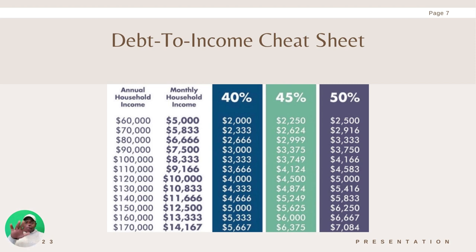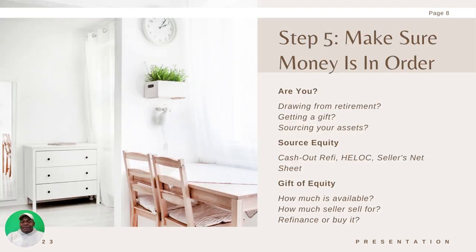That's your annual household income. That's gross. And then that's your monthly household income. And then I want you to multiply that by whatever percentage. Okay. Does that all make sense? I hope it does. If it doesn't, please comment in the chat below and say, hey, this doesn't make sense. Please reach out.